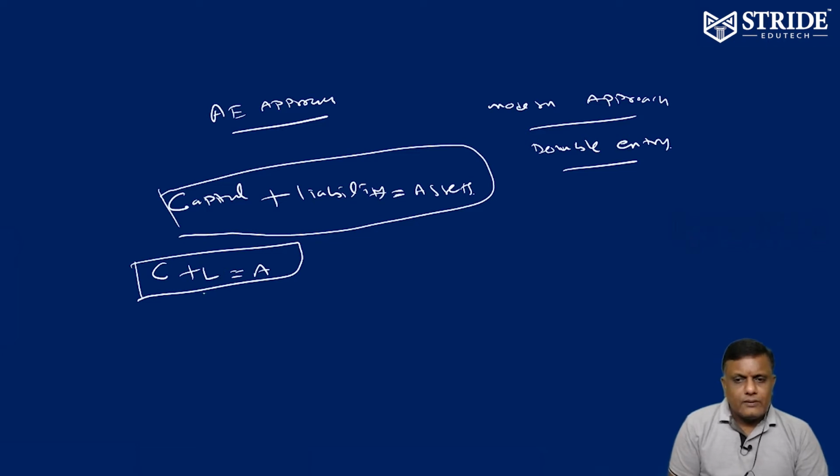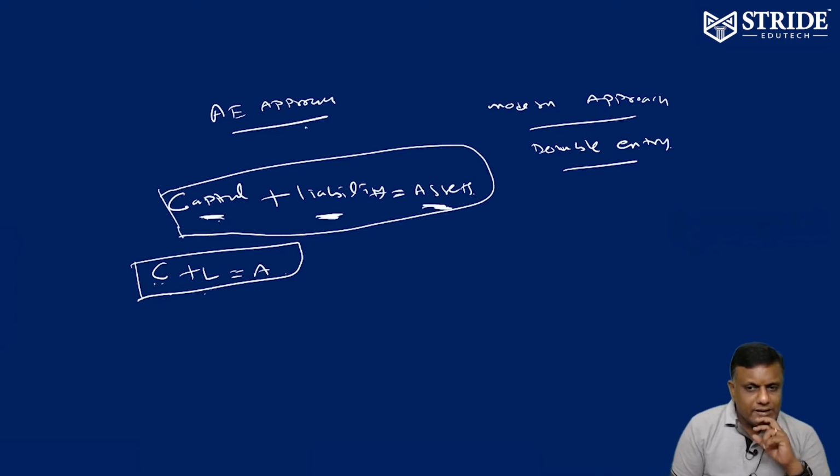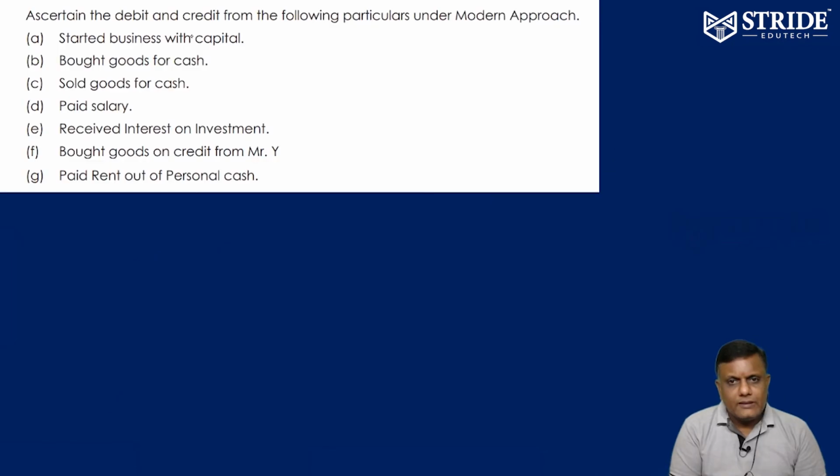Right. Now C plus L is equal to A: capital plus liability is equal to assets. We are going to see double entry later on. Let's see. Ascertain the debit and credit from the following particulars using the modern approach. First you will see the modern approach, next you will see the accounting equation approach.